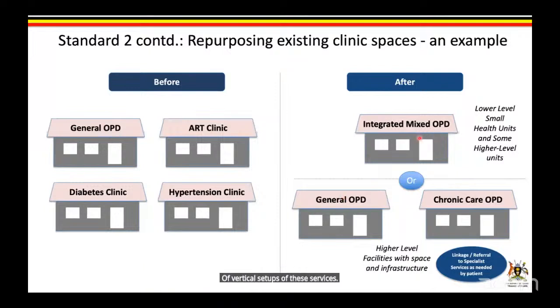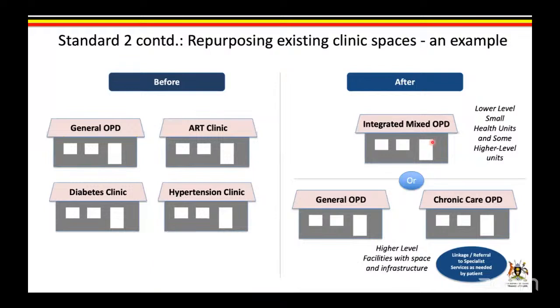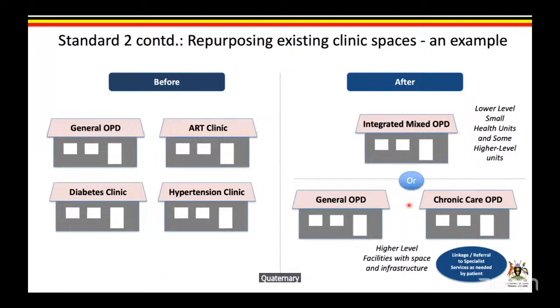So for primary healthcare levels, what we are expecting to see, we want to have one care model and one care point where all these services are delivered at the same sitting. And for those at higher levels, like general hospitals where specialization is beginning up to the quaternary level, there we can have an aspect of specialization or separation of services.